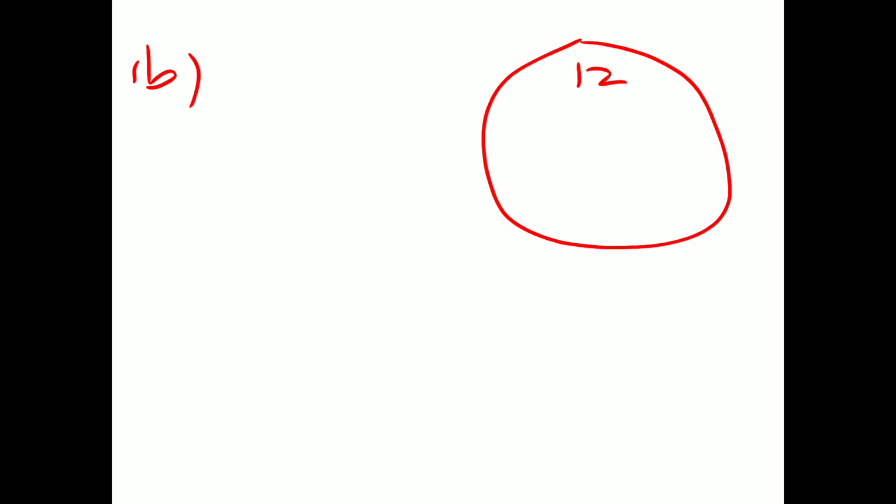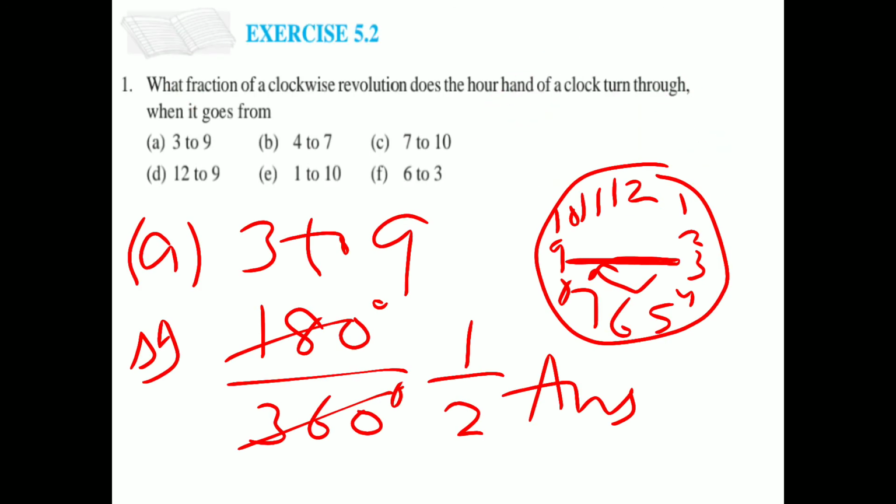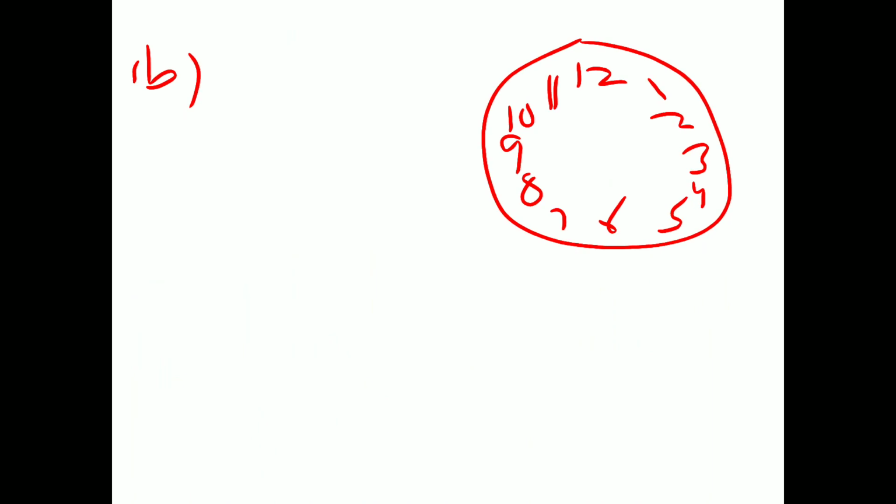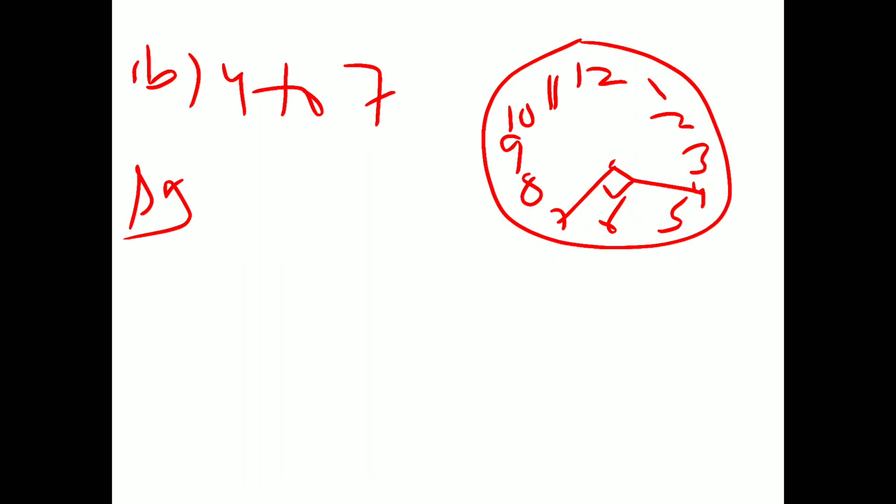Now see B part. 12, 1, 2, 3, 4, 5, 6, 7, 8, 9, 10, 11. They said 4 to 7. 4 means this. To 7. It is making 90 degree angle. Right? So 4 to 7 means it is making 90 degree angle. A straight angle it will make if you make a clock properly. It will make 90 degree angle, because we reach 1/4.